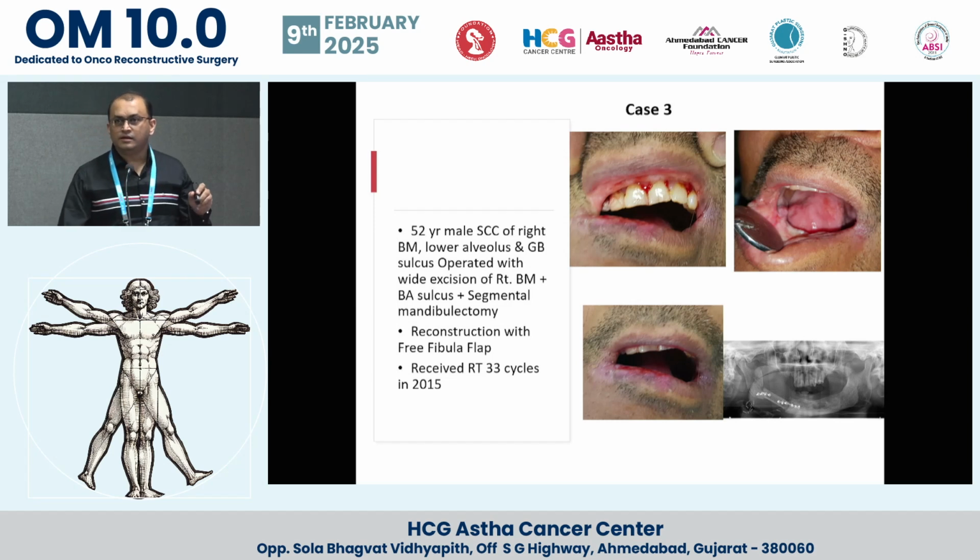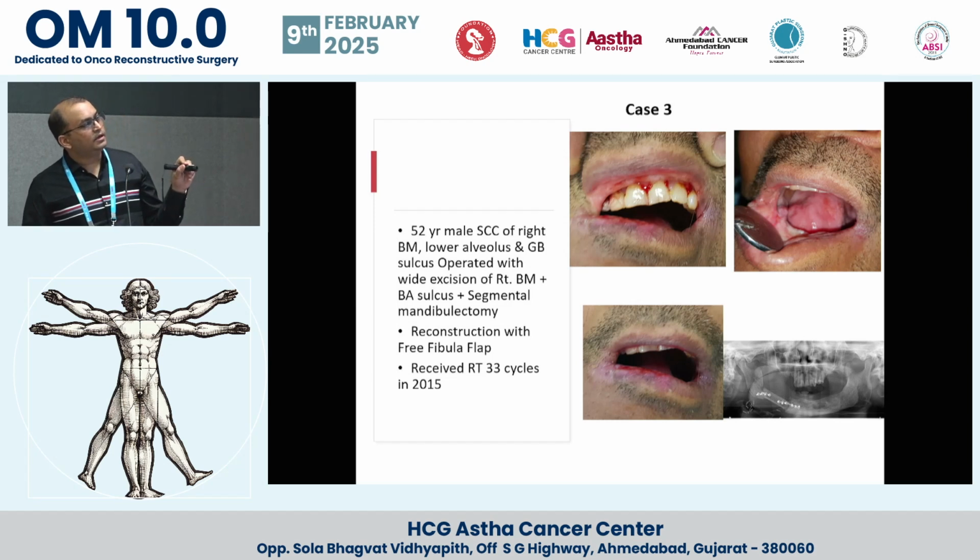Another case, very restricted mouth opening, segmental mandibulectomy was done, fibula was placed, but there was hardly any space on the right side where the fibula was to put molar teeth. So we decided to give implants only in the anterior teeth. That was also not possible. So we decided to extract all the upper teeth.